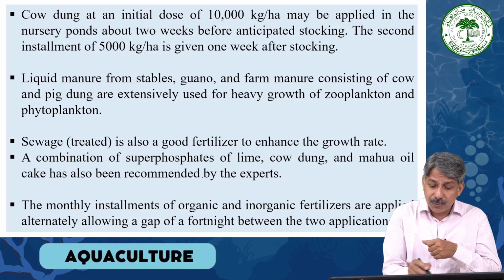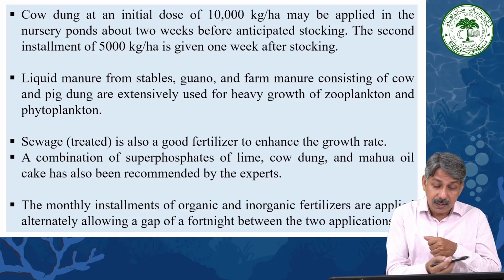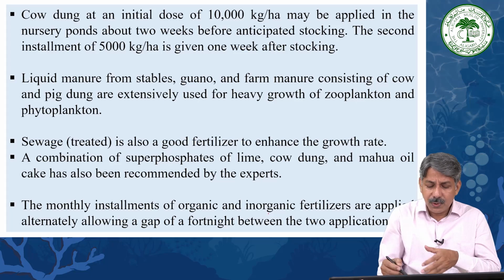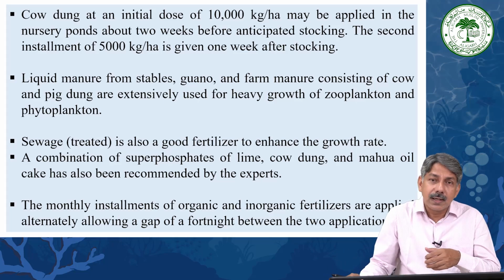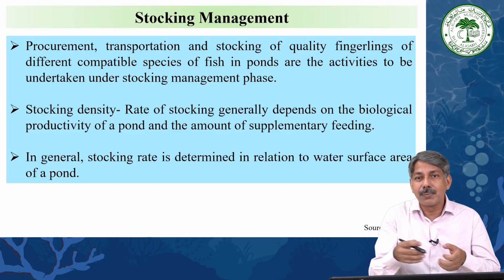A combination of superphosphate of lime, cow dung, and mahua oil cake has also been recommended for increasing primary production. Then, as I told you, the dosage and how frequently you should use these manures and inorganic fertilizers depends on the conditions.